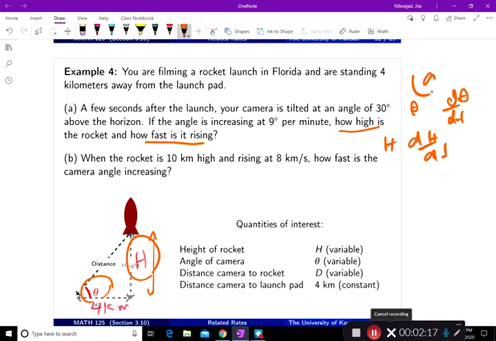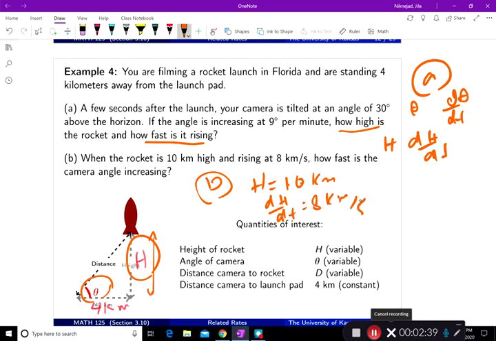That's part A. Part B is the other way around. It tells you that h is 10 kilometers at that instant. It's changing, and it tells you dh dt at that instant is 8 kilometers per second. And then it's asking how fast the angle is increasing. We know these things are related to each other, and we want to know how.